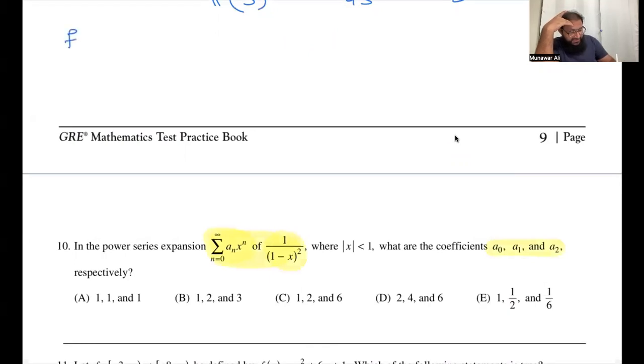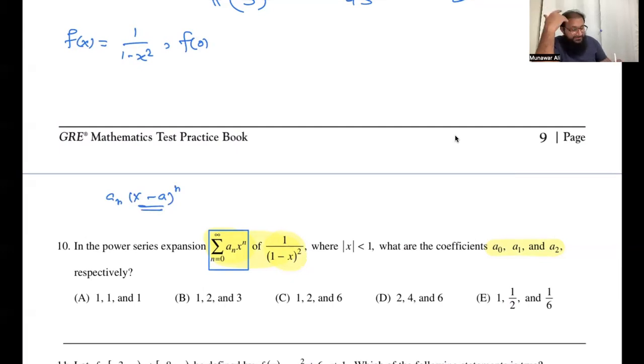I'm writing the function, which is 1 over 1 minus x square, and I'm evaluating this at 0 because this series is Maclaurin series or the Taylor series evaluated at x is equal to 0. So then I have to evaluate this function at 0 because the general series is x minus a to the n. This is the Taylor series around x is equal to a, but here a is replaced by 0. So f of 0 is going to be 1.